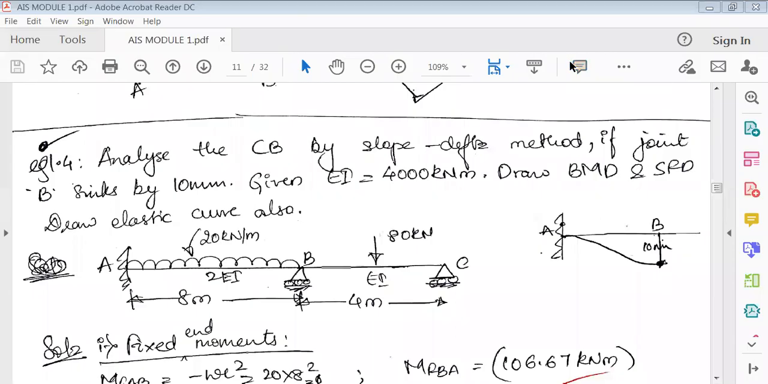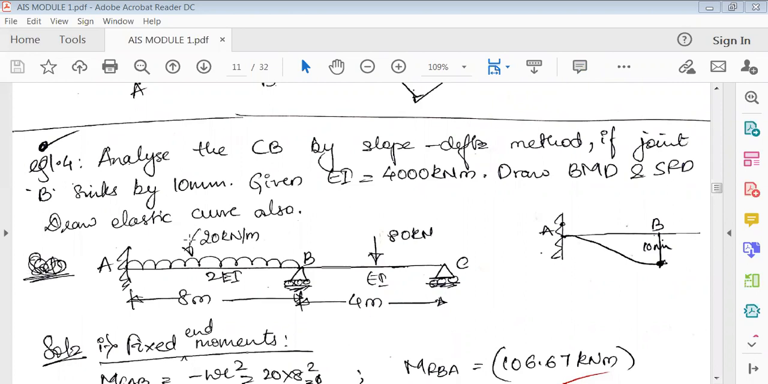Hello everyone. So let us start with the next type of problem. Here in this problem, they've asked you to analyze the continuous beam by slope deflection method, if joint B sinks by 10 mm, given EI is 4000 kilonewton meter, and draw bending moment and shear force diagram. I'll also draw the elastic curve of the beam.